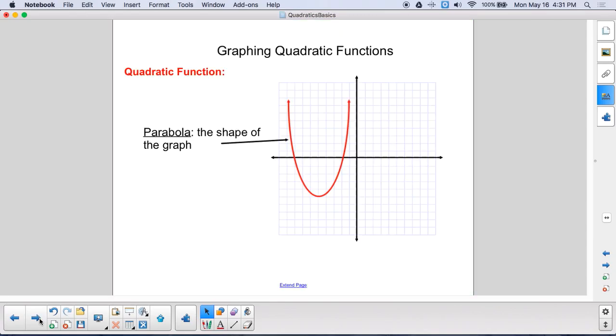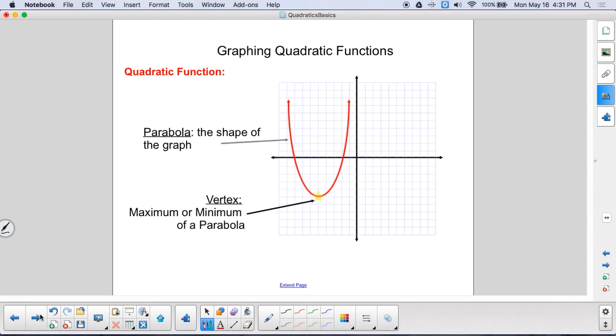To graph a quadratic function, there are things we have to know. First of all, every quadratic is going to look somewhat the same. It's going to look like a parabola. The general shape is a U-shaped graph called a parabola. It will have a vertex, a maximum or a minimum value, a high or a low point, and a graph will have either a high point or a low point, not both.